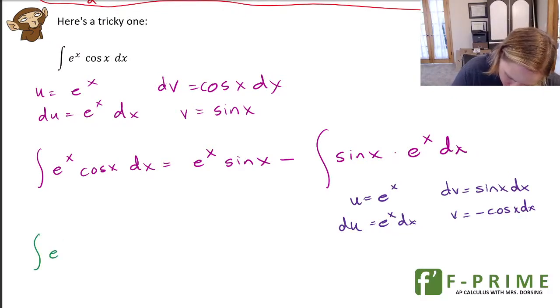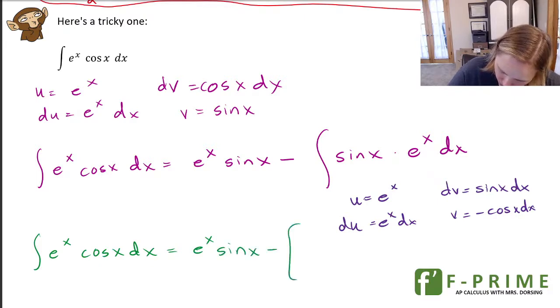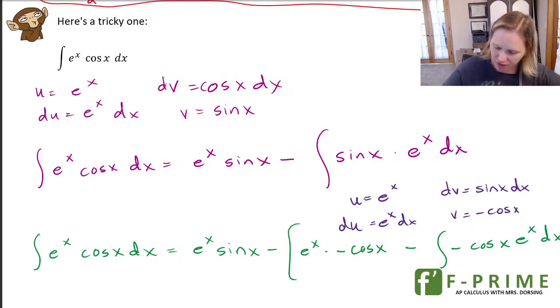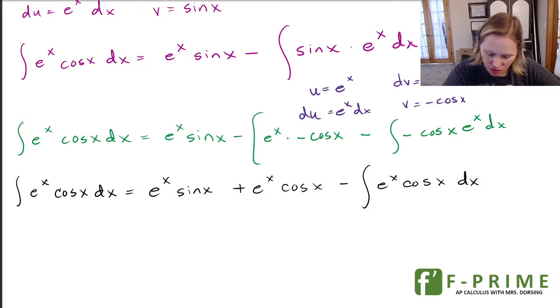The integral of e to the x cosine of x dx is equal to e to the x sine x minus, okay, here we go, integration by parts, e to the x times negative cosine of x minus the integral of negative cosine x du. All right, let's clean it up a little bit. Okay, so when I distributed all my subtraction, cleaned up my negative signs, pulled some of them out of my integrals, here's what I'm left with once I simplify everything out.